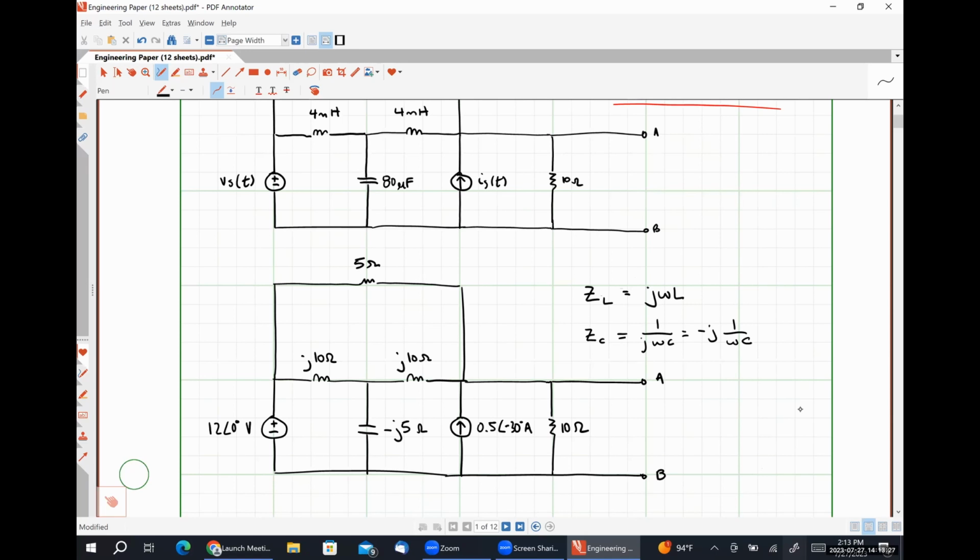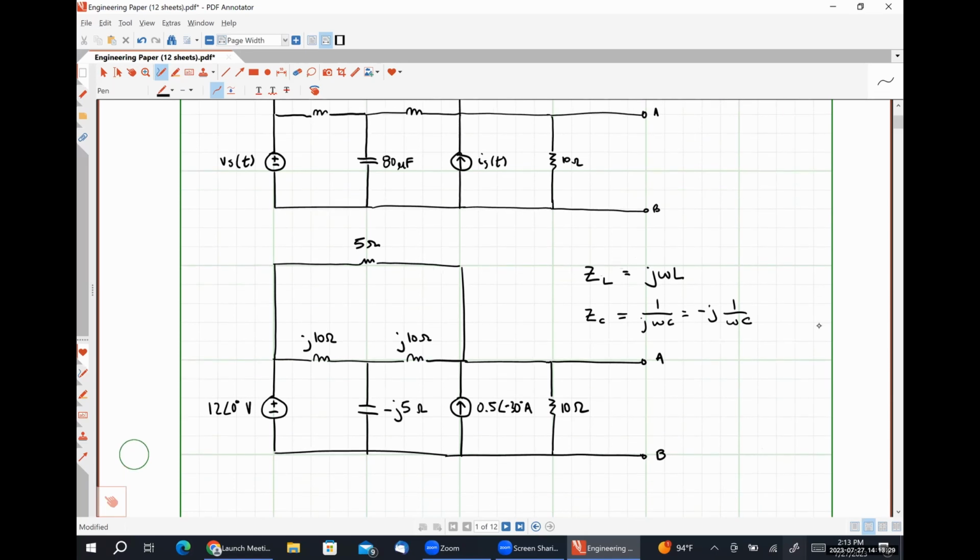Okay. So our goal now is to determine the Thevenin and Norton equivalent circuit for this particular network as seen between terminals A and B. So where do you guys want to start? Thevenin voltage, Thevenin impedance, or Norton current? Start with the voltage. Okay, start with the voltage. Sounds good. That's exactly what I did.